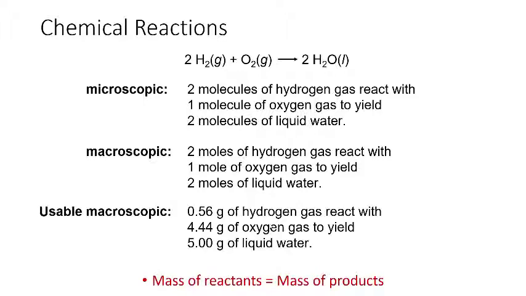So now let's convert this macroscopic in terms of moles to what I call usable macroscopic. So when you are in the laboratory, you're not going to say, hey, give me 1 mole of oxygen gas. You're going to put it in terms of a quantifiable, measurable amount. So how do we actually get this number of moles to saying I need 0.56 grams of hydrogen gas reacting with 4.44 grams of oxygen gas to yield 5 grams of liquid water? Okay, so these are actual usable macroscopic amounts that we can measure out and quantify in the laboratory.